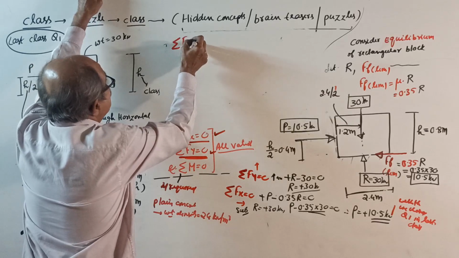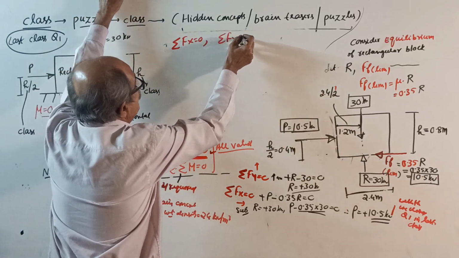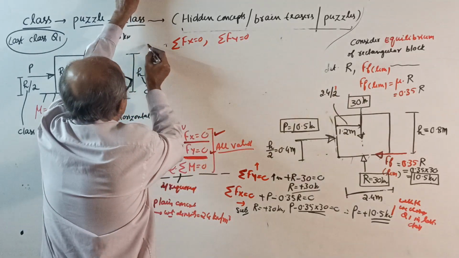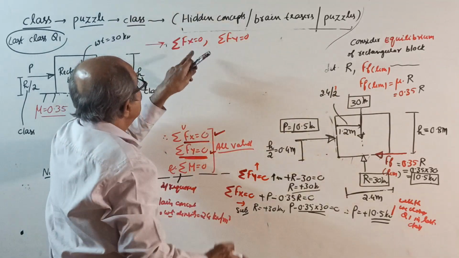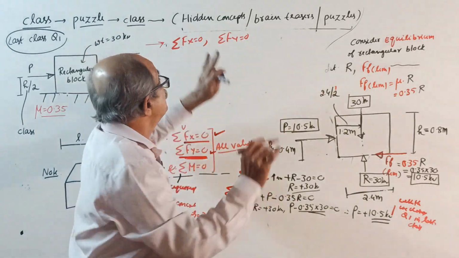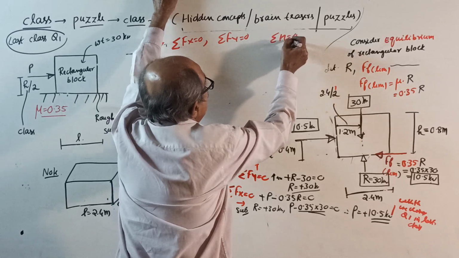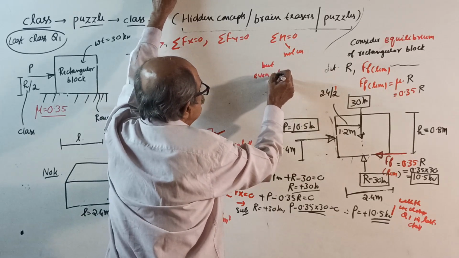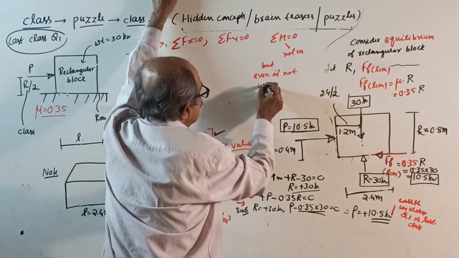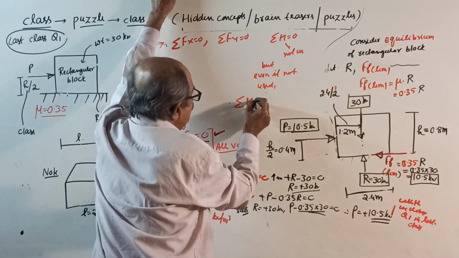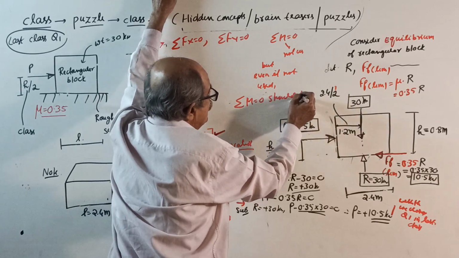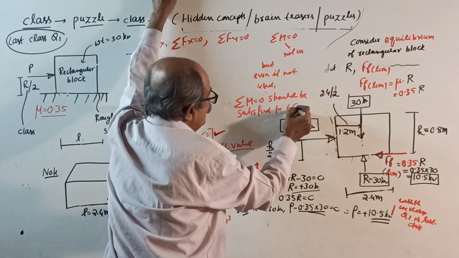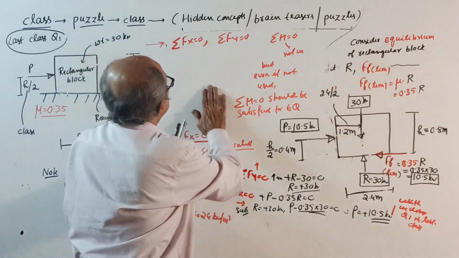Now, my question is: sigma fx equal to 0, sigma fy equal to 0. You solved the question so far using sigma fx equal to 0 and sigma fy equal to 0. Sigma m equal to 0 is not applied, not used. But even if not used, sigma m equal to 0 should be satisfied for equilibrium.